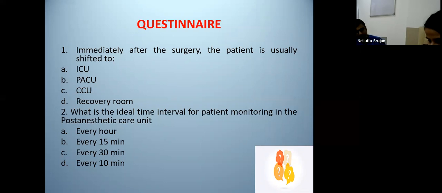Coming to the anticoagulants, they can start them after 5 days, not immediately, because there are chances of bleeding. We can give them post-surgically 12 hours later or 24 hours later, according to the surgical procedure.